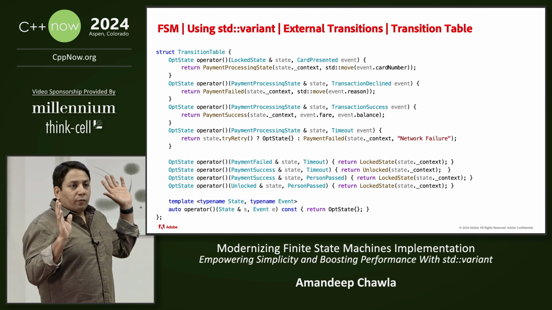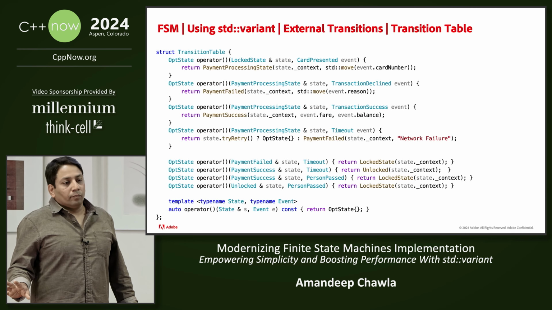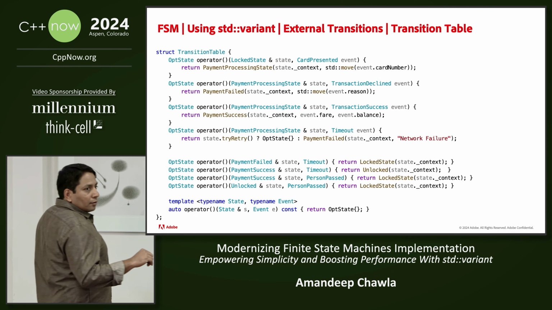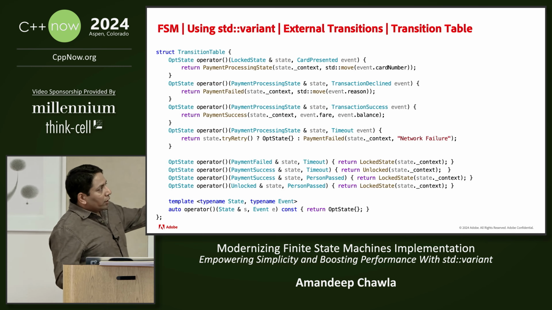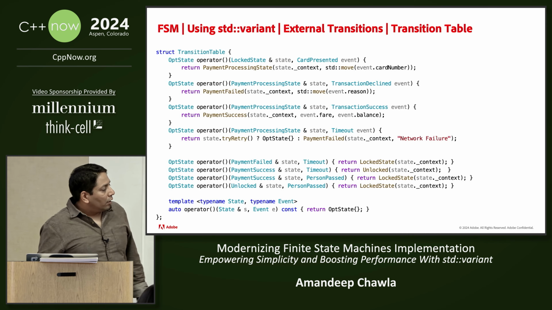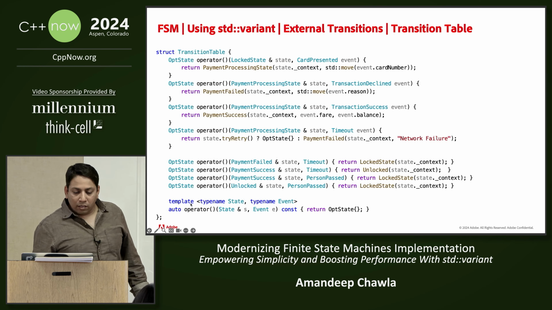And if you notice, the last call operator generates definitions for all the state and event combinations I'm not interested in. So you just code the things you are interested in and let this last call operator handle everything else, which is just returning an empty optional. That's it. But how do we plug this into our implementation?